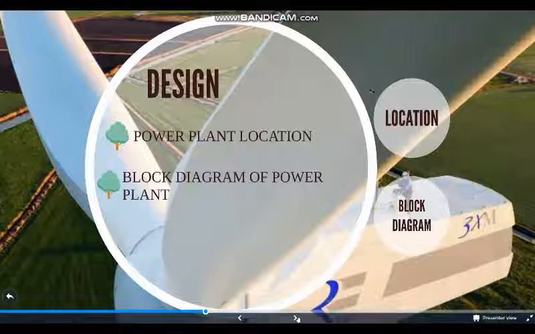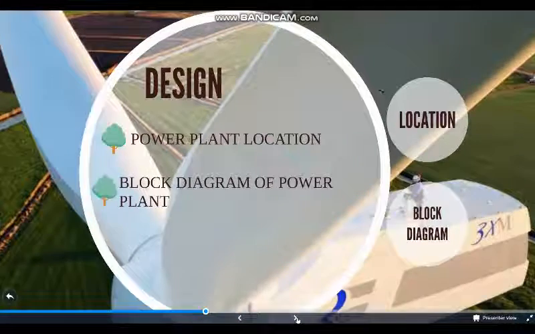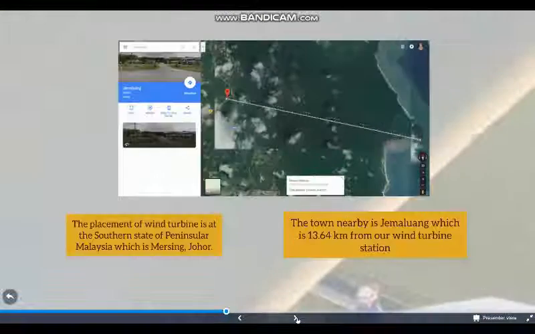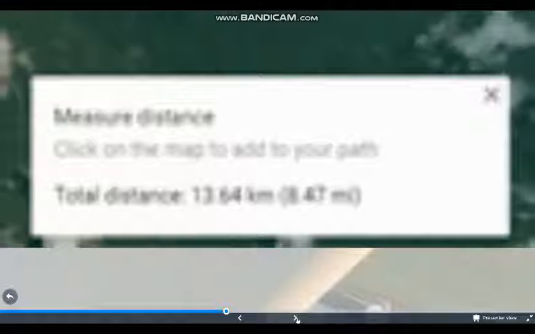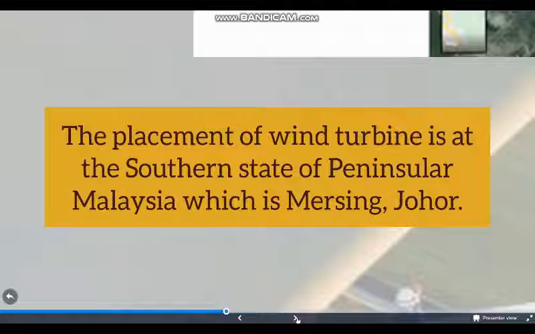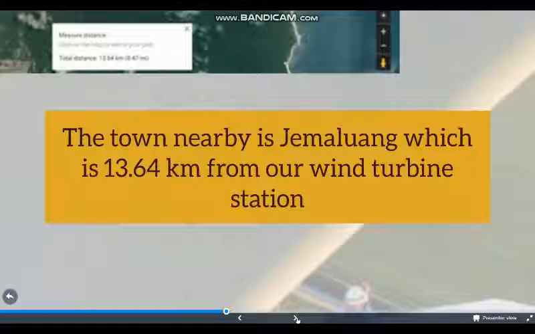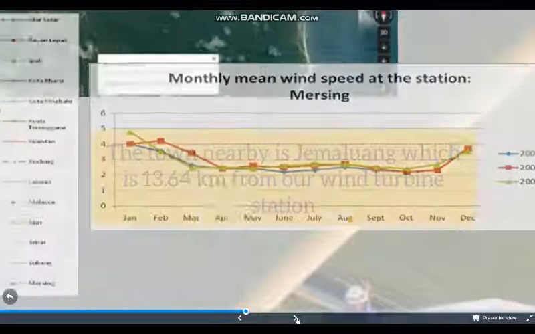I will explain more on the design of the wind turbine. This is the map of Mersing, Johor. The placement of the wind turbine is at the southern state of Peninsular Malaysia, which is Mersing, Johor. The town nearby is Jemaluang, which is 13.64 km from our wind turbine station.